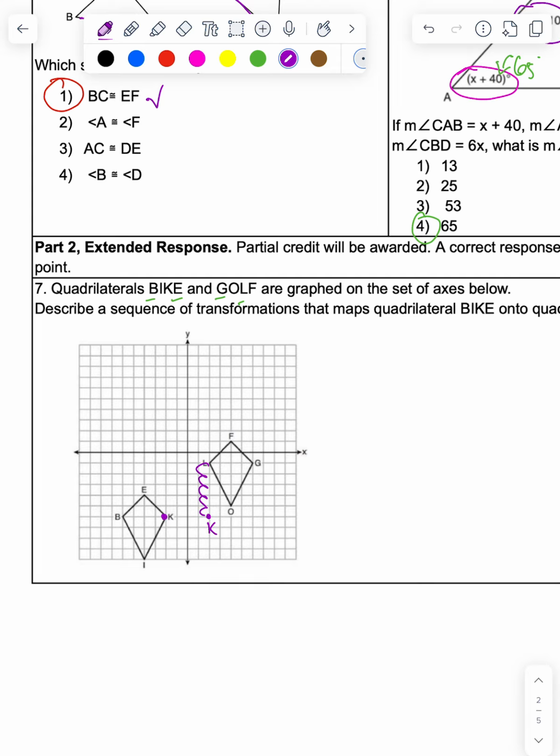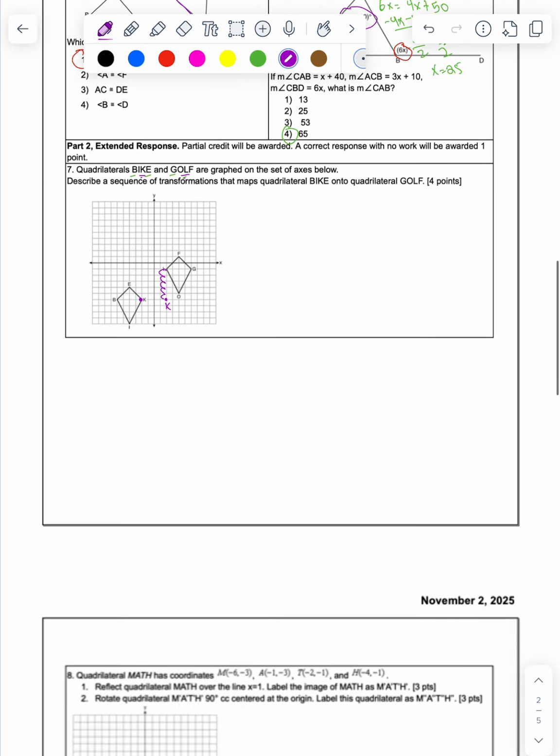K should match onto L, and notice now how K will go to where L is. So you can write that down, you can explain it, but we're reflecting over the y-axis and then translating 5 units up. You could translate first and then reflect, but this is the way that a lot of people were doing it.